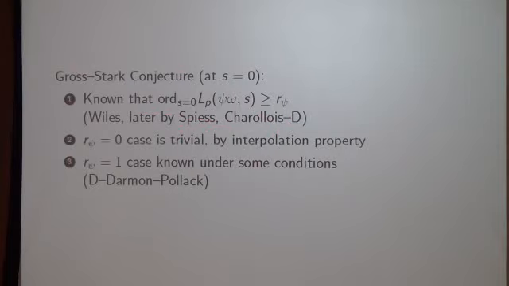Again, I'll make some trivial comments. The r psi equals 0 case is trivial by the interpolation property. And then also, in recent work a few years ago with Darmon and Pollack, we proved the r psi equals 1 case under some conditions that I won't state here. This went back to the method of the proof of the Iwasawa main conjecture, so Ribet's method. That was the technique that was used, combined with some ideas of Greenberg and Stevens that I'll discuss later.